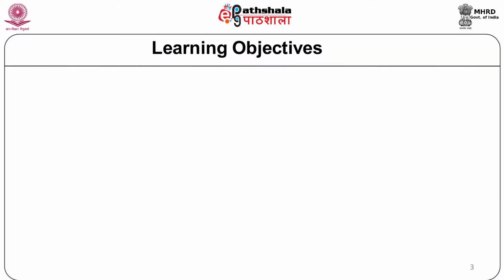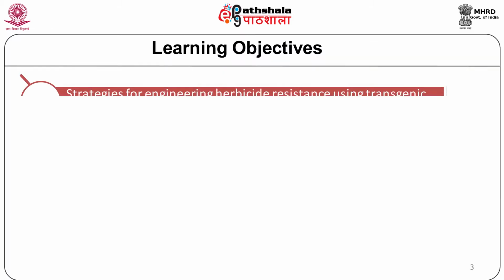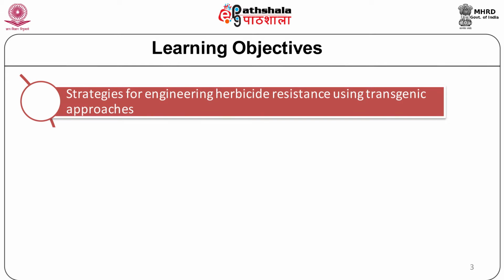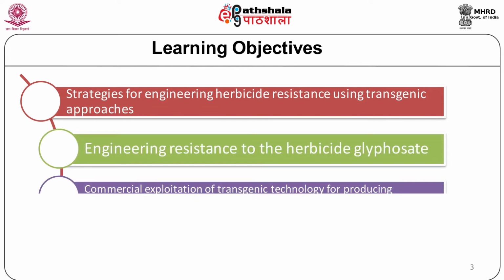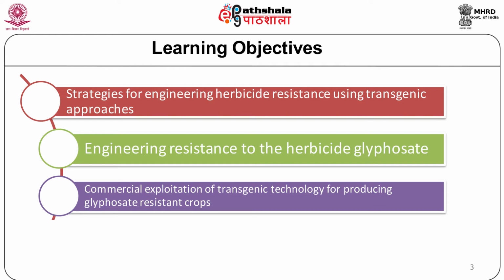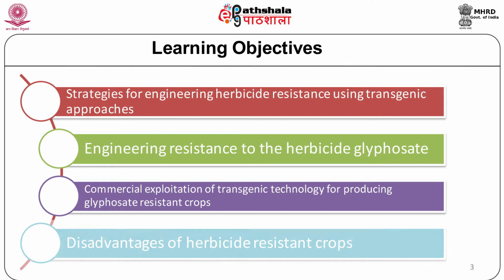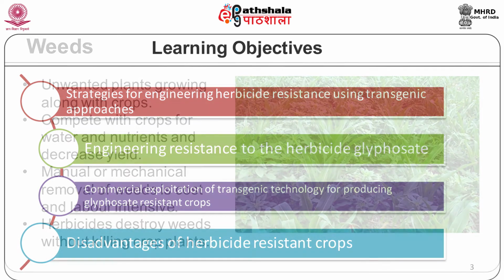The learning objectives of this module are strategies for engineering herbicide resistance using transgenic approaches, engineering resistance to the herbicide glyphosate, commercial exploitation of transgenic technology for producing glyphosate resistant crops, and disadvantages of herbicide resistant crops.